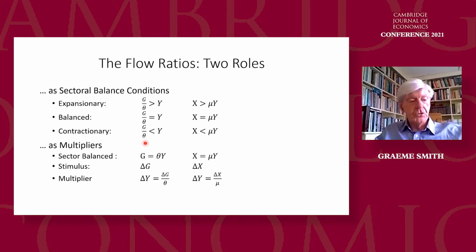But the flow ratios are also multipliers. If there's a step change in one of the exogenous variables, then the increase in Y required to restore a stock equilibrium is proportionally more than the original step change. So, for example, if the tax rate was 0.25, the increase in national income would be 4 times the original change in government expenditure.